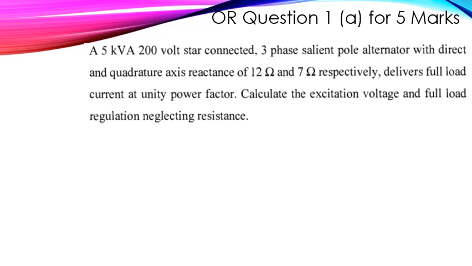A 5 kVA 200 volt star connected 3-phase salient pole alternator with direct and quadrature axis reactance of 12 ohm and 7 ohm respectively delivers full load current at unity power factor. Calculate the excitation voltage and full load regulation neglecting resistance.